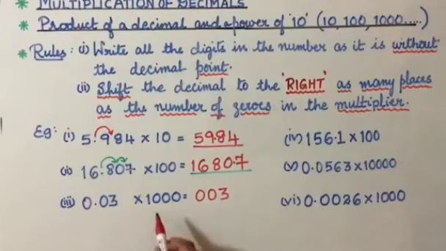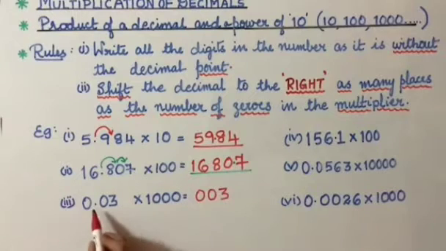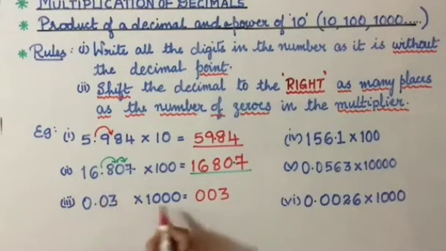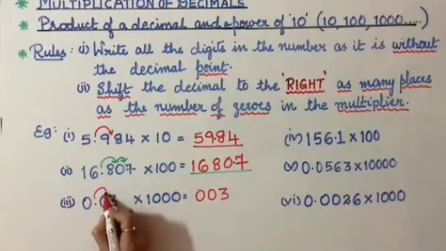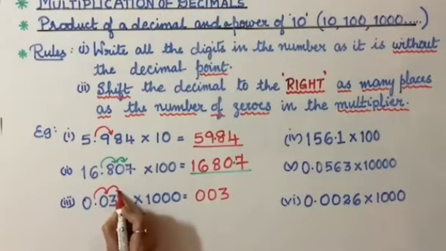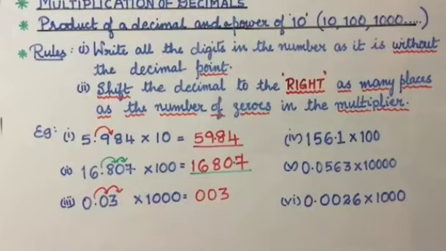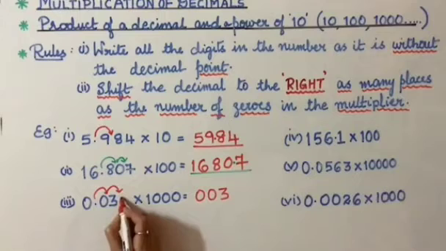Count the number of zeros. 1, 2, 3. Okay, our decimal point is here. So how many did we count? 1, 2, 3, is it not? So 1 place, 2 place. Where is the third place? We don't have a third place. So what do we do? Add a 0.